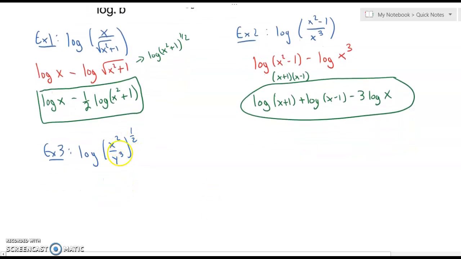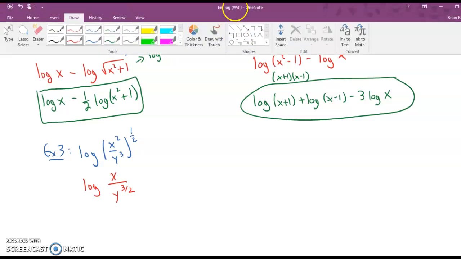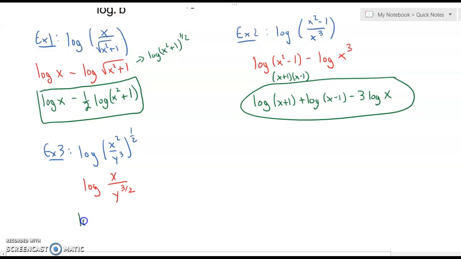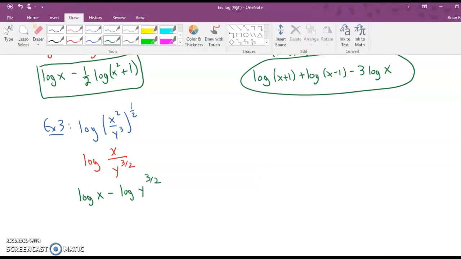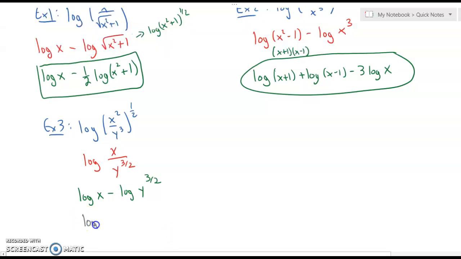Because I'm taking a power to a power, I'm going to take that 1/2 power and distribute it to both my exponents. So that's going to give me the log of, well, x to the second to the 1/2 would be just x. Y to the third to the 1/2 would be y to the 3/2 power. And then from there, it's just a simple subtraction property application. So log of x minus log of y to the 3/2, which I can then take my exponent 3/2 and bring it out front. Minus 3/2 log of y, and that's about as far as I can go.